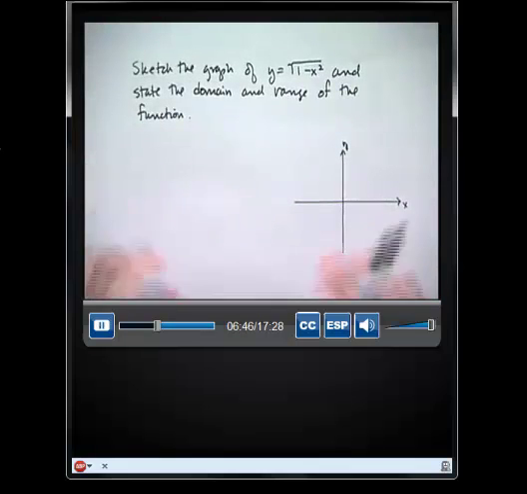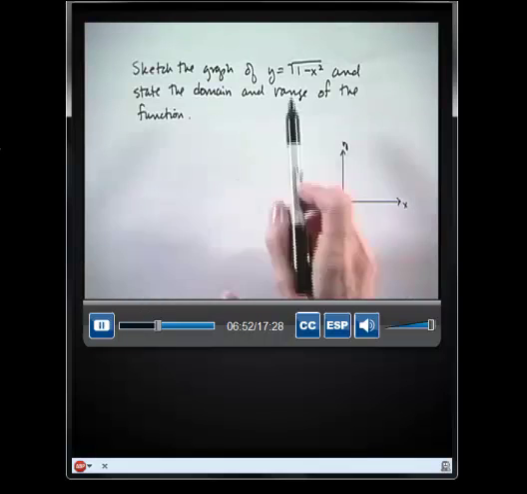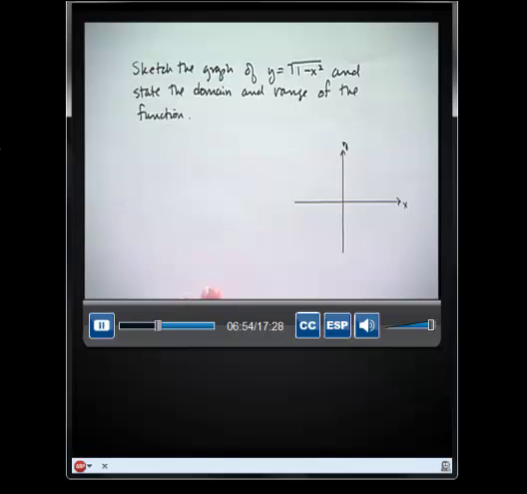Here's what we want to do. We want to sketch the graph of y equals square root of 1 minus x squared and state the domain and range of the function. It is a semicircle, so it is a function.